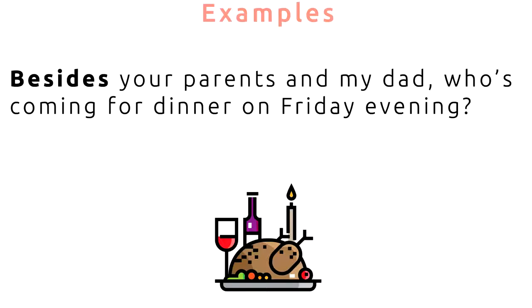Let's go through a few examples now. Here is the first one. Besides your parents and my dad, who's coming for dinner on Friday evening? In this example, the person is saying, I know your parents and my dad are coming to the dinner. So, besides them, who's coming for dinner? So it means, including them, who else is coming? Because I know they are coming. I want to know who else is coming.